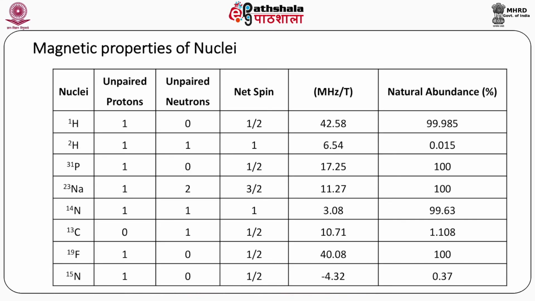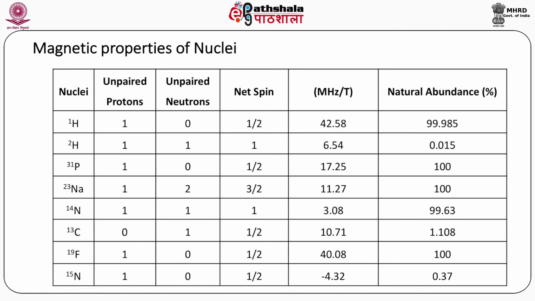Now, here are the magnetic properties of some of the nuclei. We have proton, deuterium, 31P, 23Na, 14N, C13, 19F, and N15. What you have to see basically is that these various nuclei have I, which is the net spin, equal to half, or 1, or 3/2, and their gyromagnetic ratios are given in megahertz per Tesla. A proton has a gamma of 42.58 megahertz per Tesla, and nitrogen has minus 4.32. This is nitrogen 15, which has a spin of half. C13 has a spin of half, and its gyromagnetic ratio is 10.71 megahertz per Tesla.